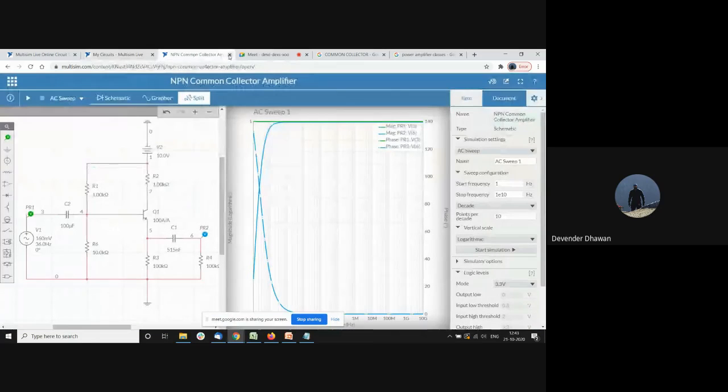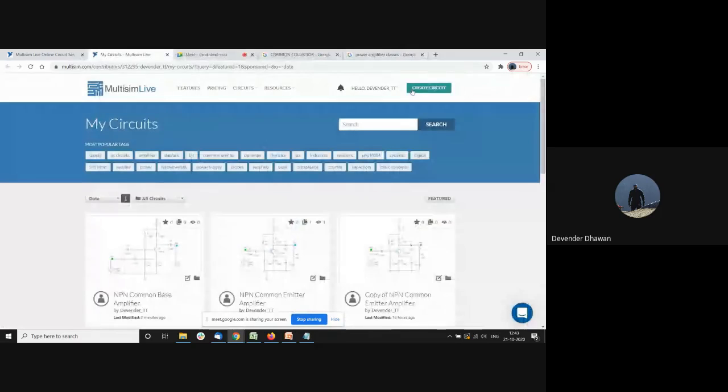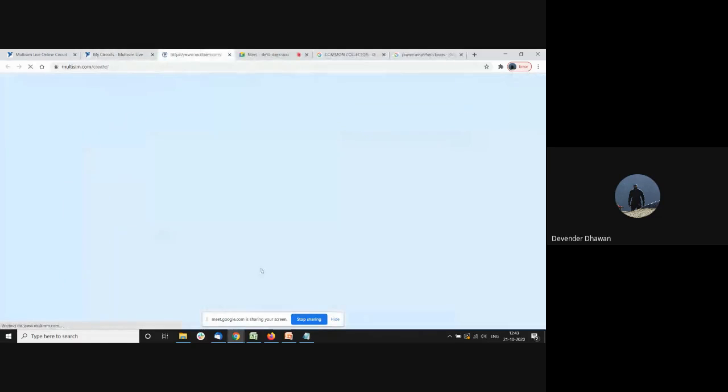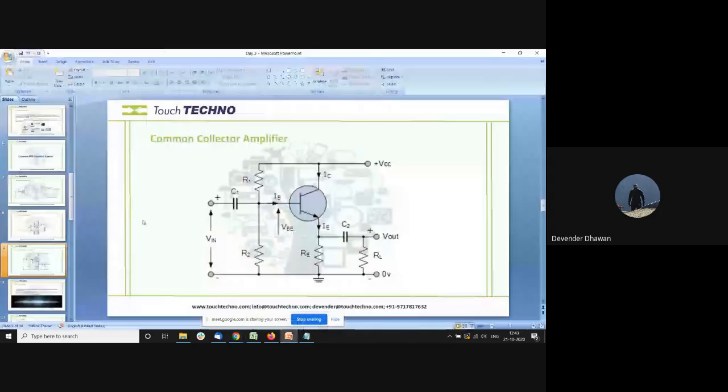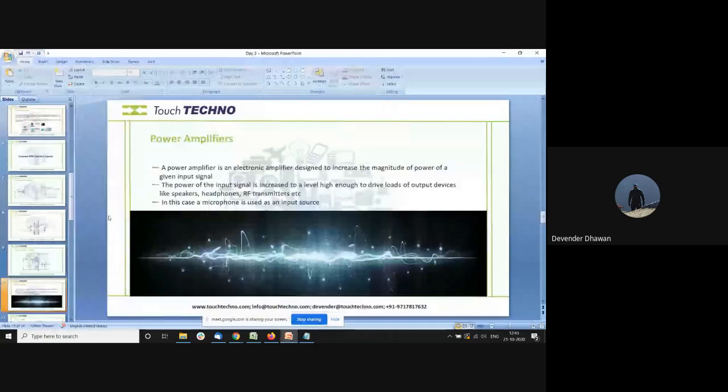Now we will look at some classes of amplifiers. Power amplifiers are what we'll look into now. Power amplifiers are used to increase the magnitude of power, which is the product of voltage and current, on the output side only. Most of the time you can see these power amplifiers in applications like speakers.